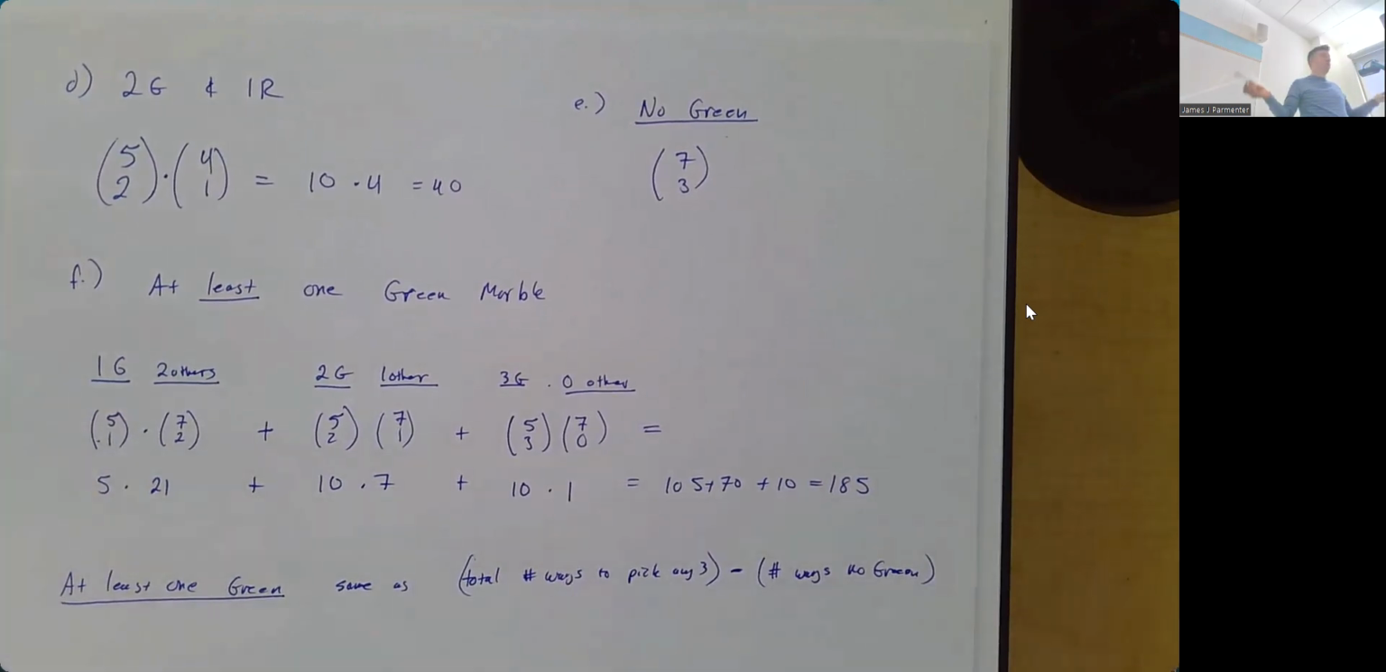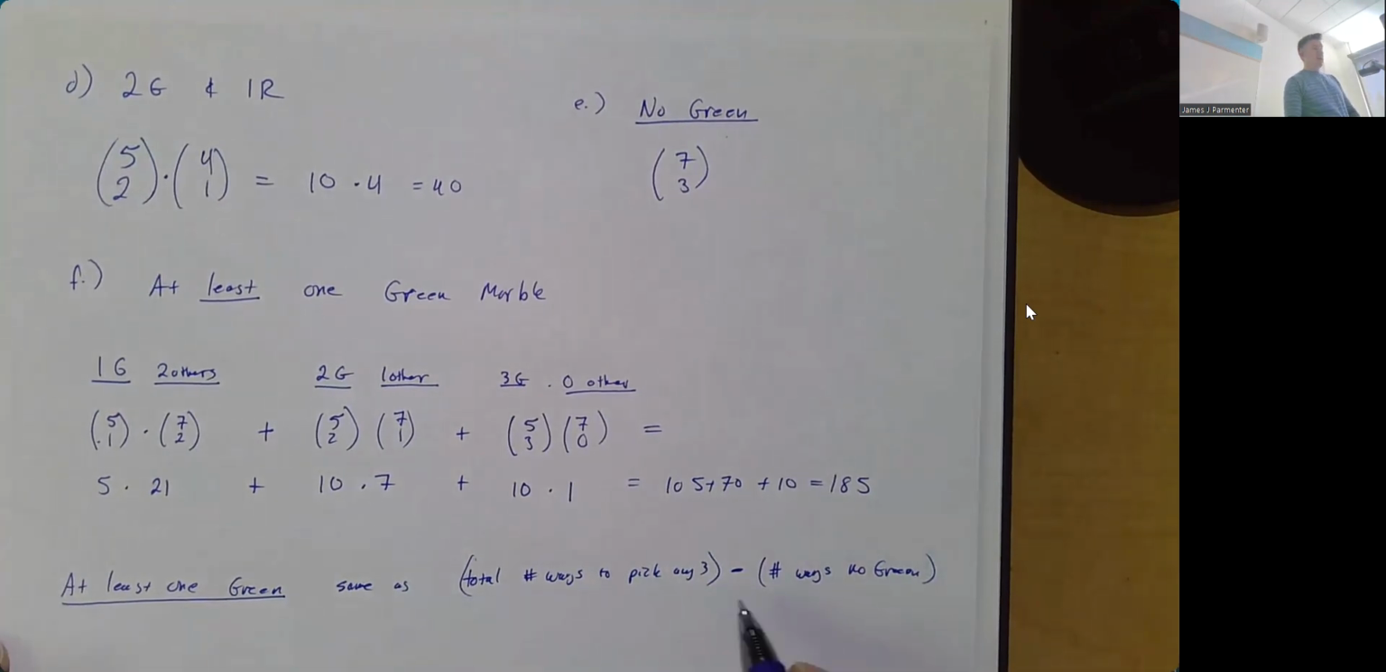Because that'll leave us with only ways that had at least one green. If we take all the ways of picking 3 marbles and subtract off all the ways of getting 0 greens, then every way that remains will have had at least 1 green in it. All right, let's do it.